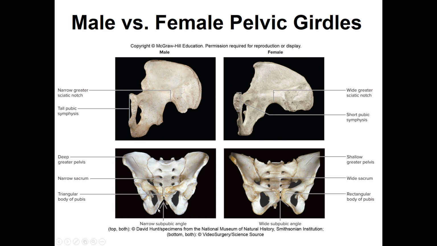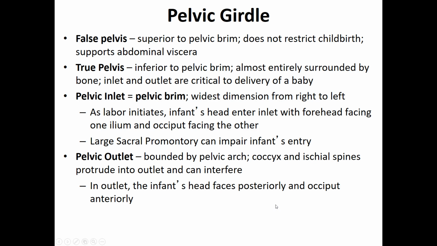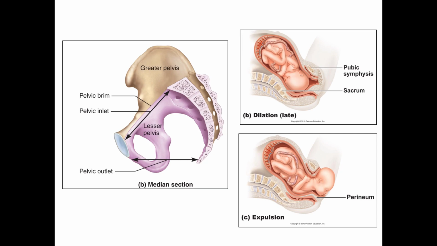That's very narrow and very tall, triangular here with males, but it's more spread out and widened with the females. So make sure you can tell some of the differences there between male and female pelvic girdles. Now, of course, it's important to be able to define terms of the pelvic girdle like this. And so we look at them in terms of how they function during pregnancy.